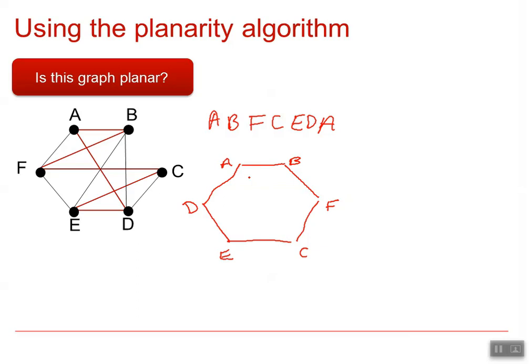So now we need to draw in the remaining edges. So it's A to F, B to E, B to D, and C to D, E to F. So now again we need to list the edges on the inside. So it's all 5 of them.